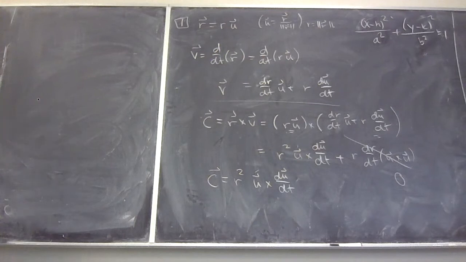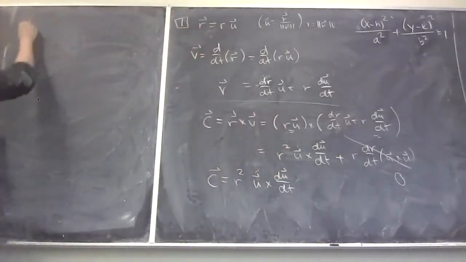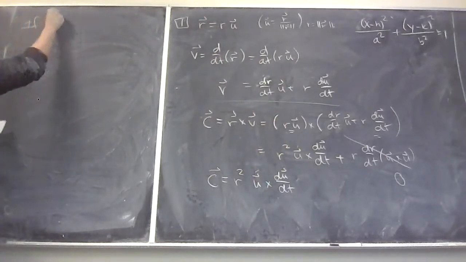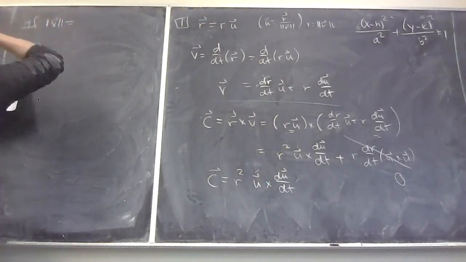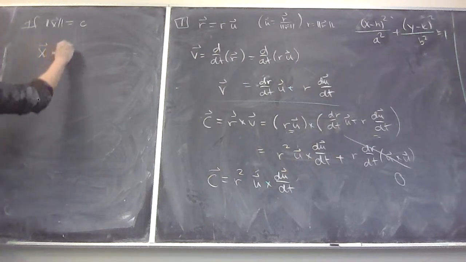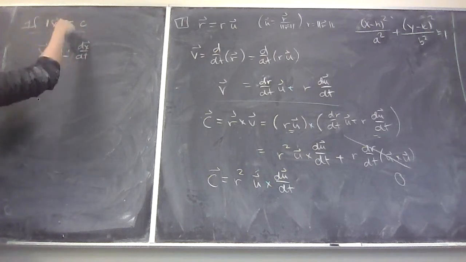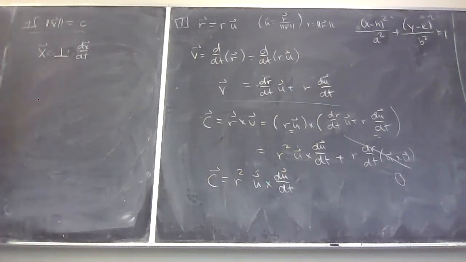Okay. So here's a weird fact. It turns out to be the case that if the length of a vector is equal to a constant, so if you have a vector function that always spits out the same length no matter what you do, then the vector and its derivative are orthogonal to each other.